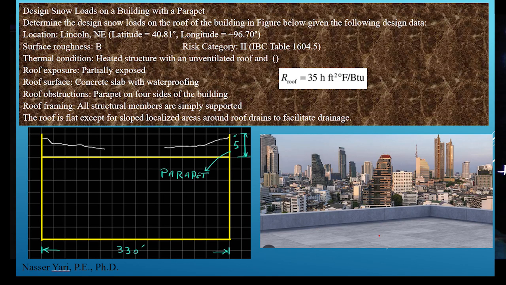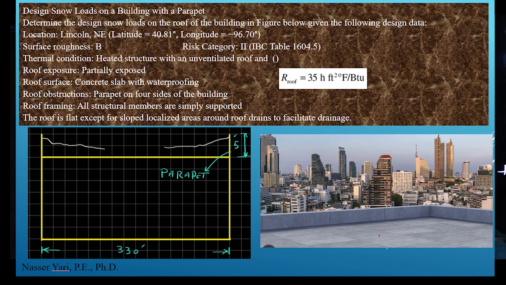So what we have is the location of the building. It's in Lincoln, Nebraska. The surface roughness is B, and the risk category is given as 2. And the thermal condition, heated structure with a ventilated roof, is designed for R-35 square feet Fahrenheit per BTU. The roof exposure is partially exposed. The roof surface is a concrete slab with waterproofing. And the roof obstruction is just a parapet wall on 4 sides of the building, and it's about 5 feet tall.